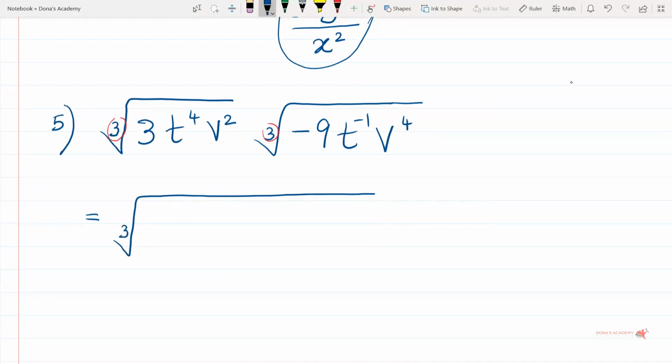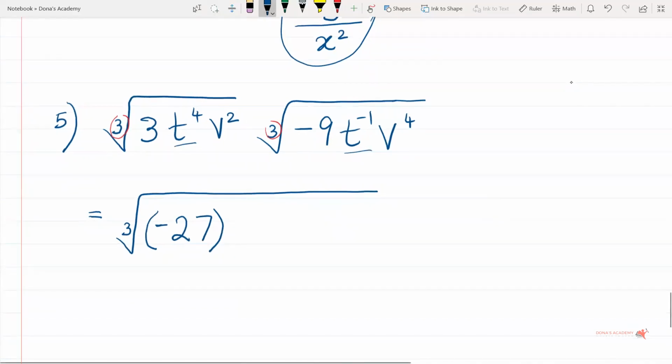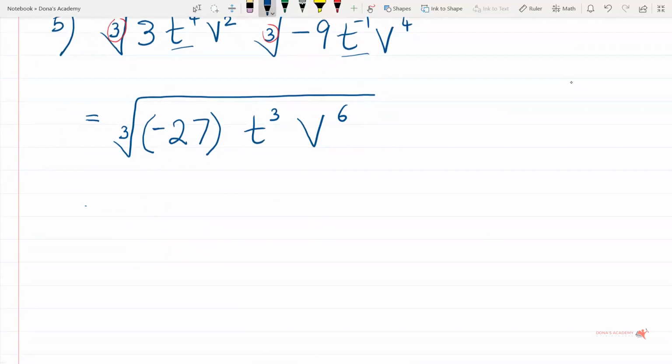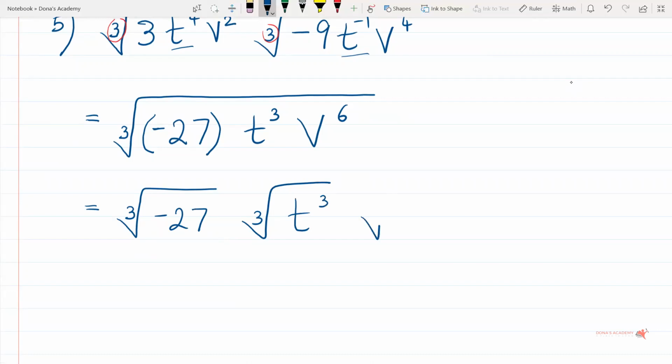So when combining the numbers, we can multiply. So we get negative 27 because 3 times negative 9 is negative 27. And if you combine t4 with t minus 1, we get t cube, right? And v6. All right. Okay, now this is easier. Now this is same as third root of negative 27, third root of t cube, and third root of v6. v6 can be written as this.